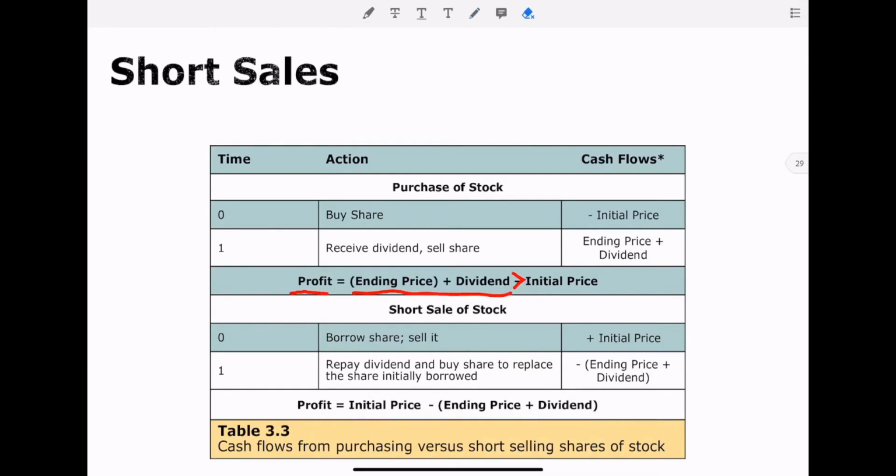Now if you look at the other case, the short sale case, if you want a profit, you need this to happen. That is, initial price larger than the ending price and dividend. So you will only want to take a short position if you expect the ending price to be lower compared with the initial price. That is, you're expecting a decline in the stock price in the future.